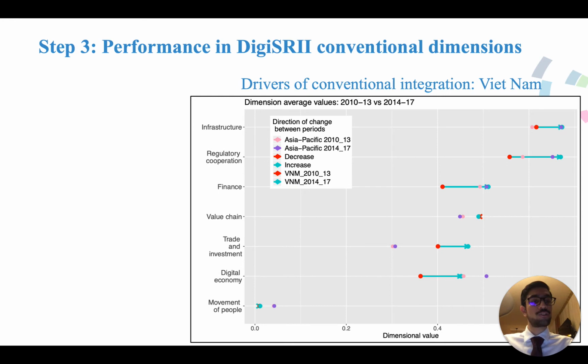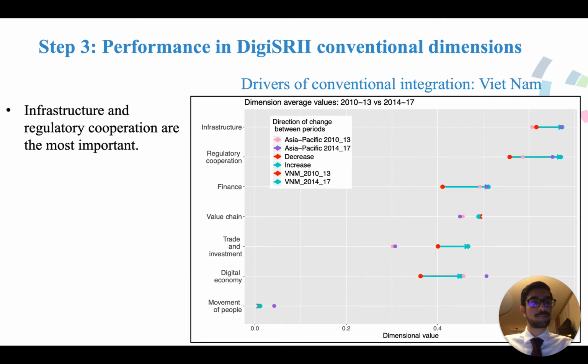Across conventional dimensions, the comparatively better infrastructure integration and regulatory cooperation with regional economies are the most important conventional factors for Vietnam's overall performance in regional integration, reflecting the overall Asia-Pacific trend. However, a distinct difference in dimensional contribution for Vietnam compared to the Asia-Pacific average is for trade and investment. Vietnam performs considerably better in this dimension compared to the average of Asia-Pacific, reflecting Vietnam's position as a top performer in this dimension.